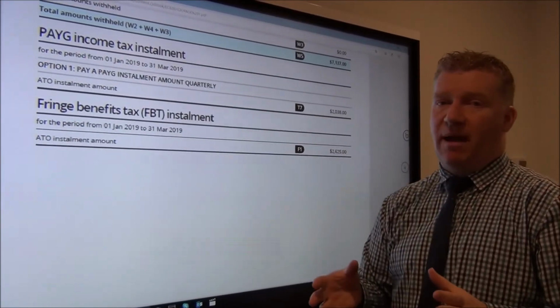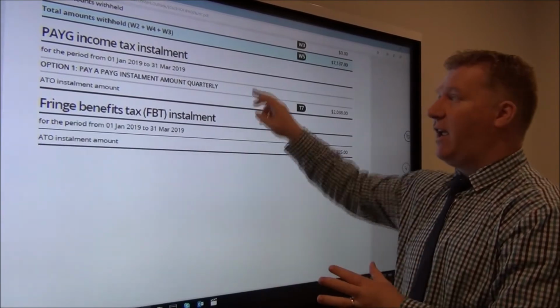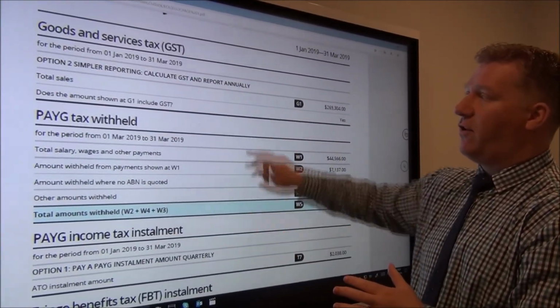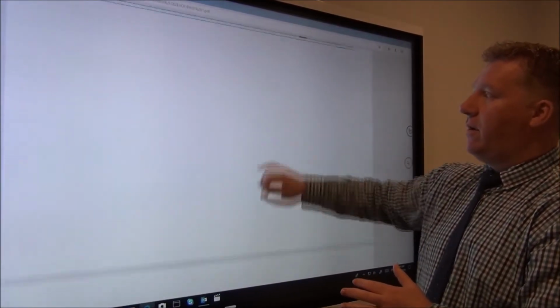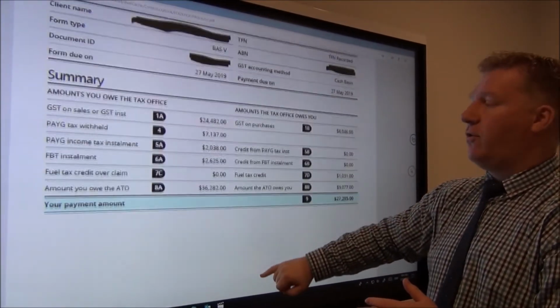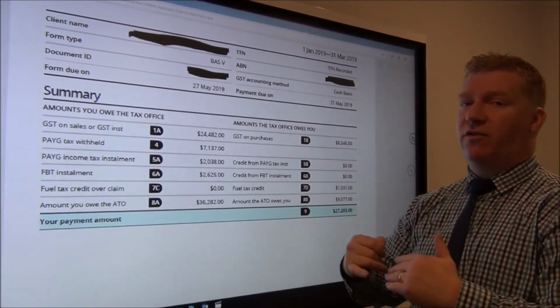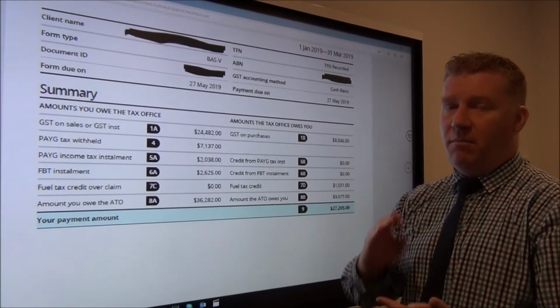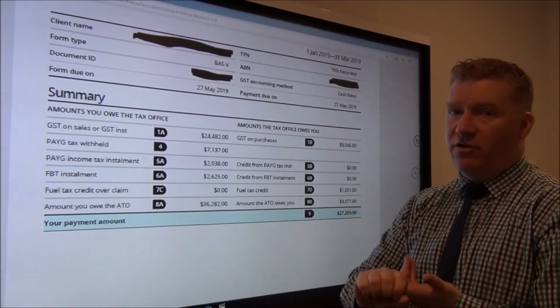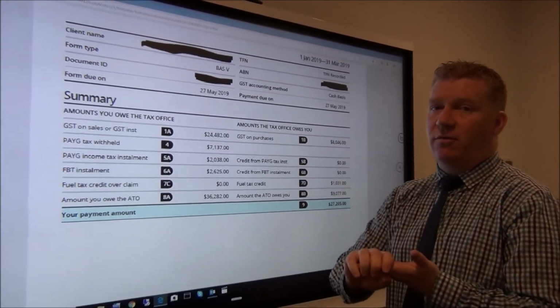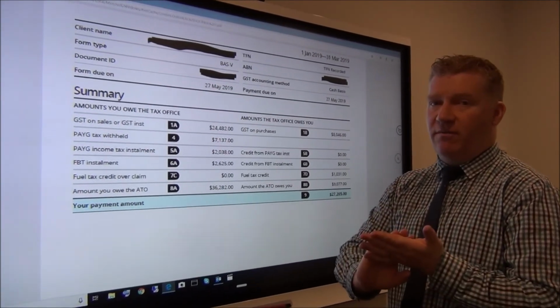So that's how you read the BAS. Hopefully that helps to actually understand why sometimes, when we look at this front page here, your BAS can increase or decrease, and there's different reasons why. There's the GST, PAYG tax withheld, PAYG installments, FBT installments, and fuel tax credits. I hope that helps.